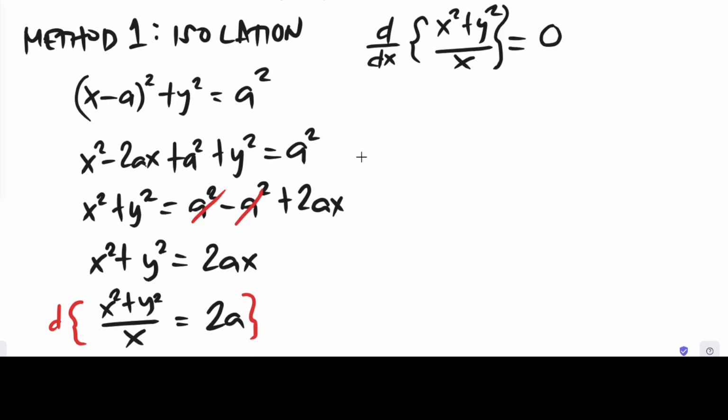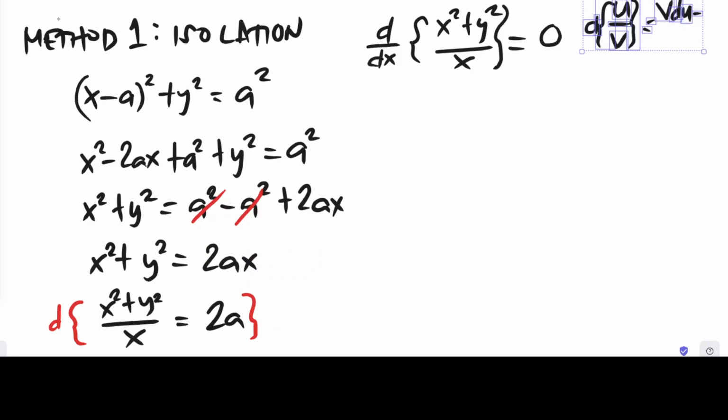So we have a quotient rule here. The quotient rule states that if we have u over v, the derivative will be v du minus u dv.